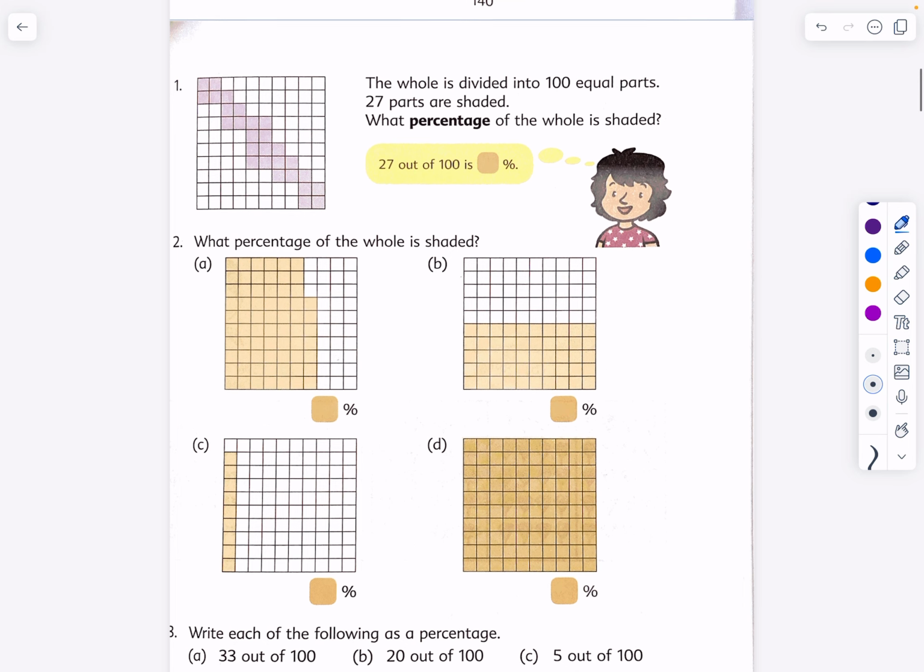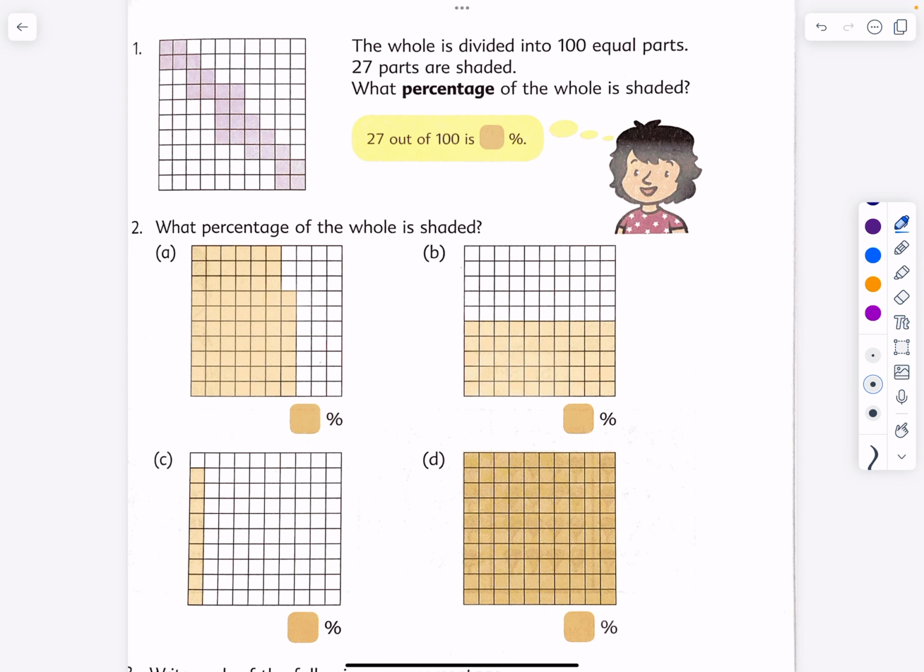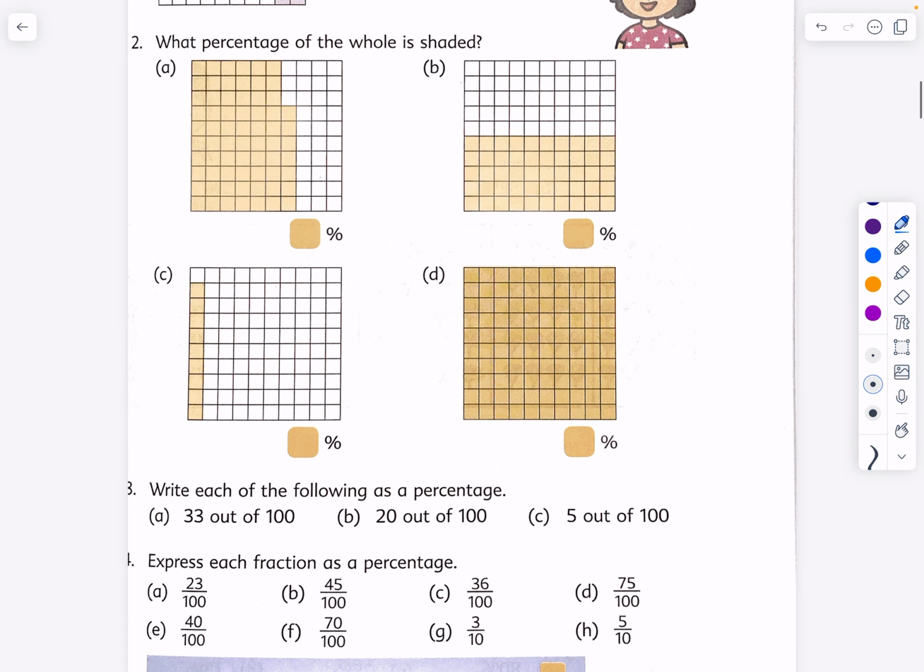Let's practice this. This whole square, 10 by 10 square of 100 small parts, is divided into 100 equal parts. 27 of them are shaded. We can say 27% is shaded. Number 2, what percentage of the whole is shaded? Well, let's see. These are tens. 10, 20, 30, 40, 50, 60, and 3 taken away, 67%. We can say 67 out of 100 equal parts. We can also say 0.67 hundredths, all equivalent.